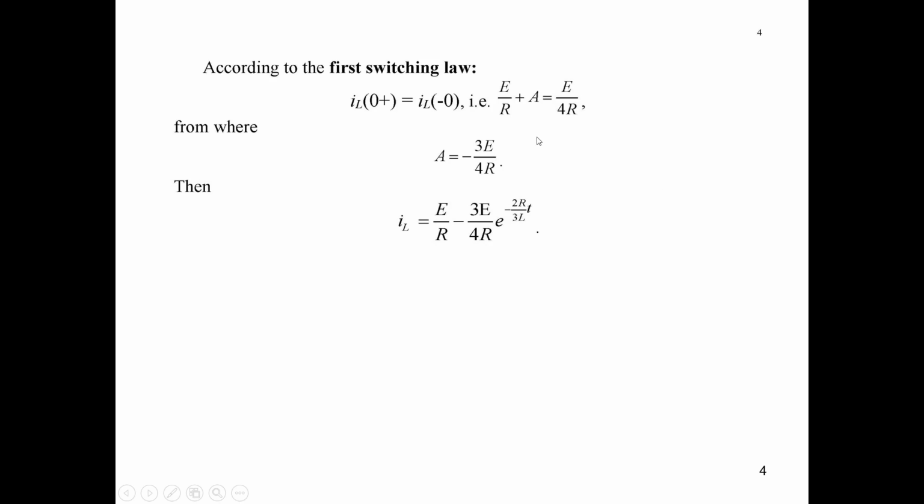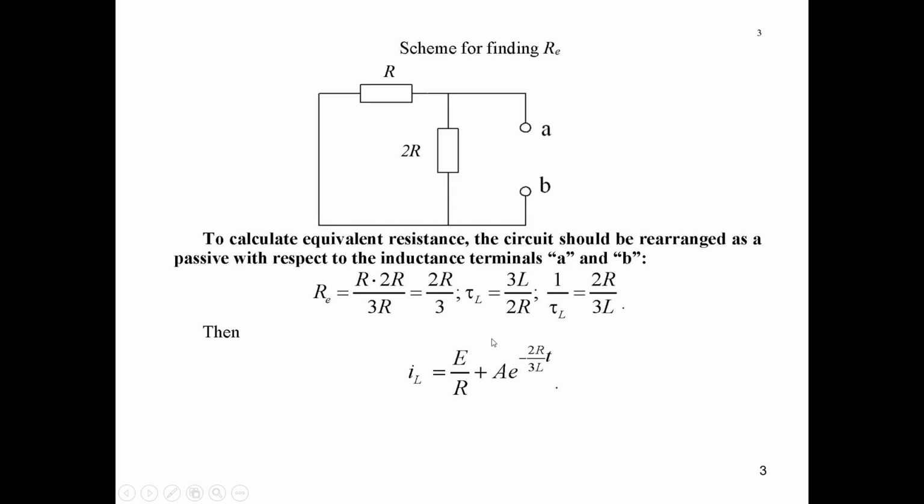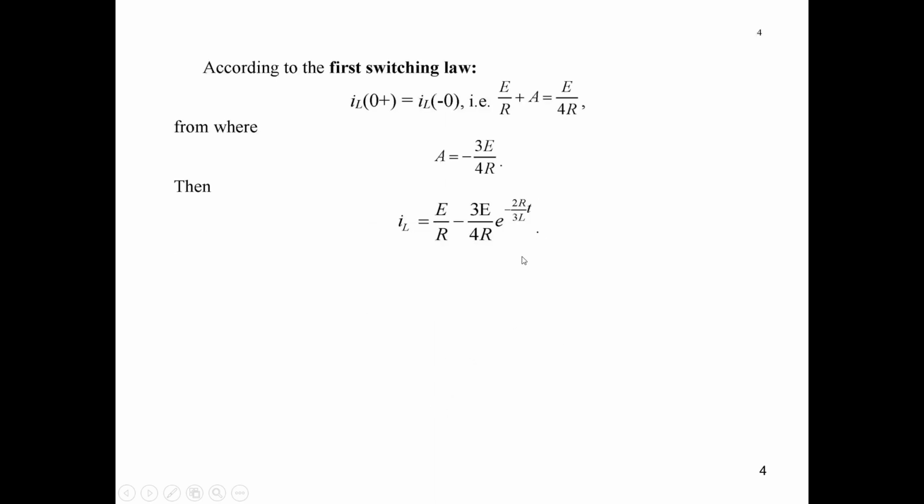And so IL will be equal to the first component plus A, which is minus 3/4 of E over R, multiplied by e to the power minus t over tau L, or minus e to the power minus 2R over 3L multiplied by t. This is the expression for current through this inductance.